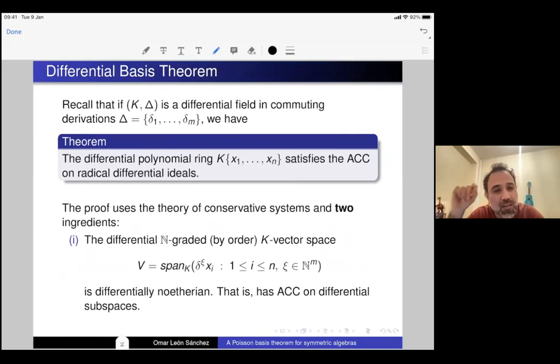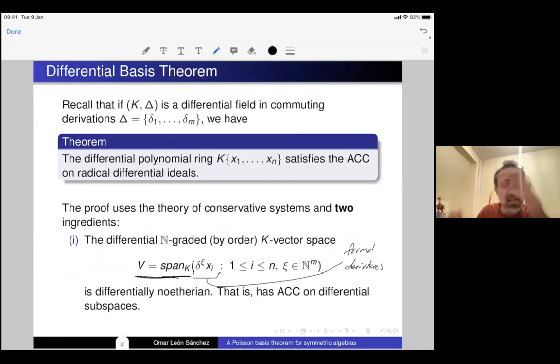The first one is that if you look at the vector space spanned by the formal derivatives, these are what we call the formal derivatives, and then I just take the linear combinations of those over K, the vector space spanned by the formal derivatives of my variable, then this vector space is n-graded. It's a differential n-graded vector space, and it is differential Noetherian. And that just means that it has the ACC on differential subspaces.